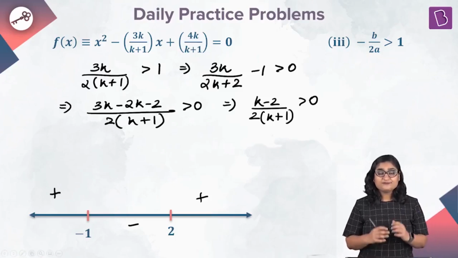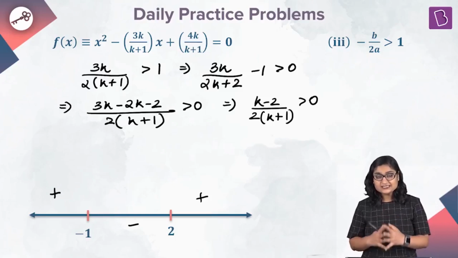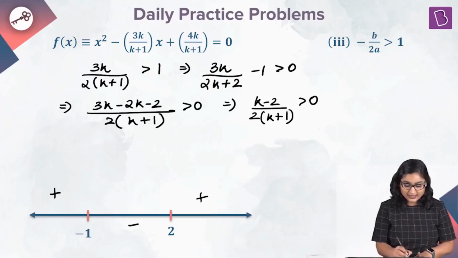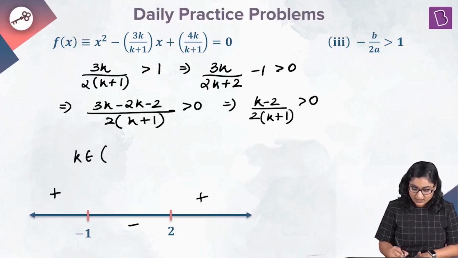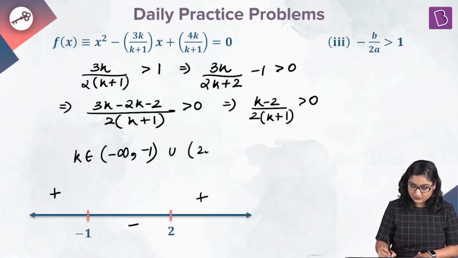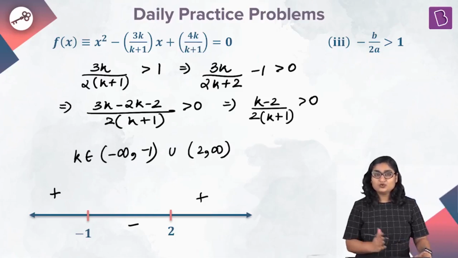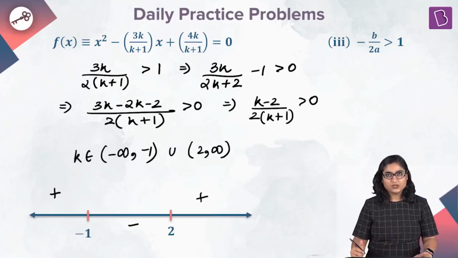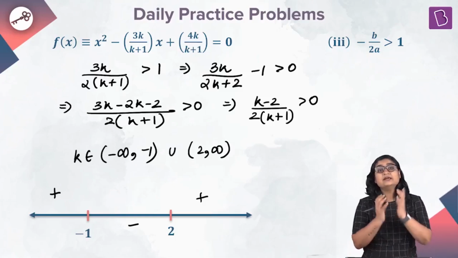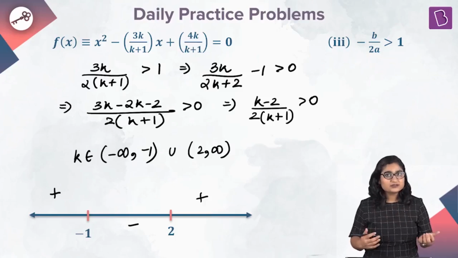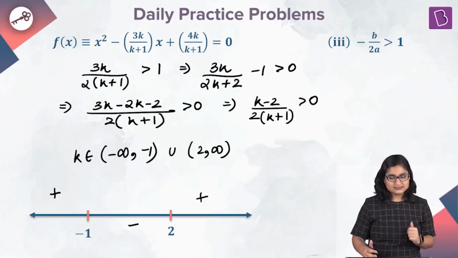Now, if I find out the interval for which this expression is greater than 0, I'll get k belonging to the interval minus infinity to minus 1, open, union 2 to infinity, open at 2 and open at infinity. So this is the interval for the third condition. We solved for the three conditions, we got the three intervals. Now let's find out their intersection.